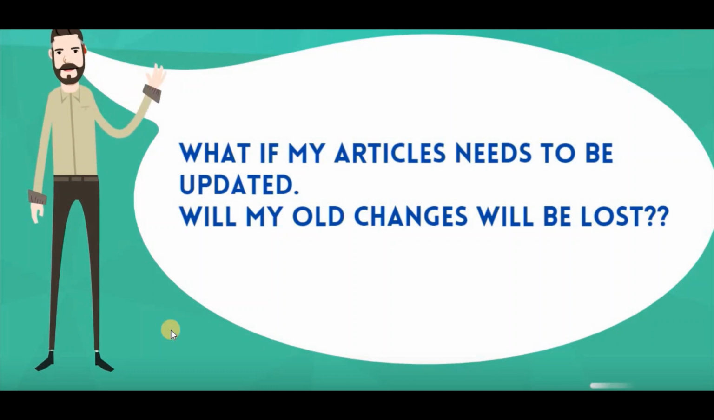What if my articles need to be updated? Will my old changes be lost? If an article is published, then the old changes will never be lost. They will be added as a new version. Every time you do changes, it will create a new draft article and you can do whatever changes you want, and then a new version will be created for it. The old changes will not be lost for a published article.